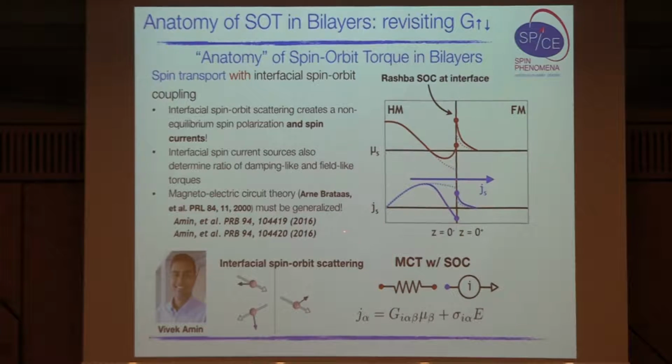This is the work recently done by Mark Stiles and Vivek Amin in a recent pair of papers, very longish papers, but quite important to read, where you really show that at the interface, besides this transfer of angular momentum, you also have a generation of spin currents. So the circuit theory that was created is going to have some spin generators at these interfaces, and things are going to be more complex in terms of the analysis of spin transfer torque and spin electronics, where spin-orbit coupling comes into play.